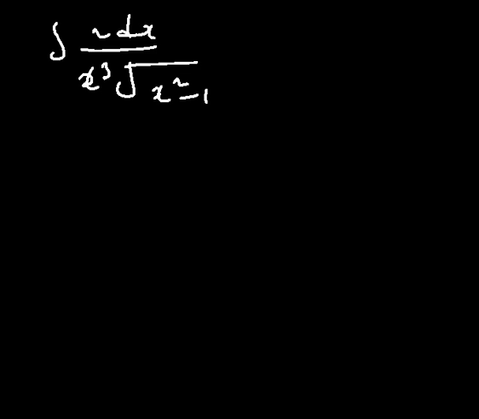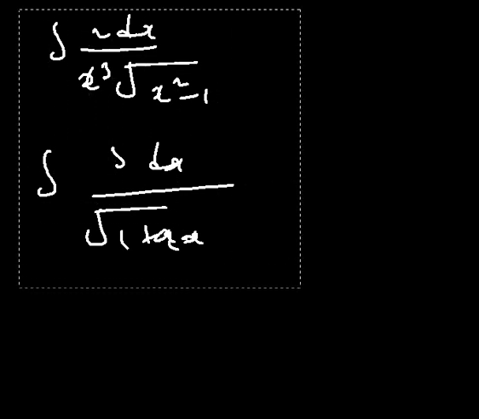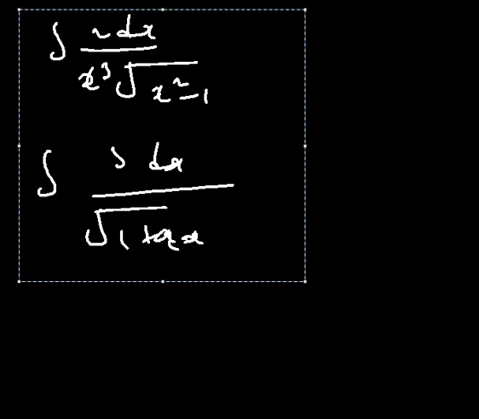And now what if a case like this is given? What if we have an integral of 3 dx over the square root of 1 plus 9x? Try to have that one. So that's the basic idea behind what is called trigonometric substitution. But now, what if in some cases we have a case like this?